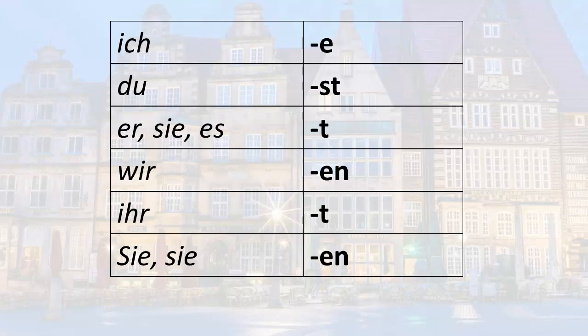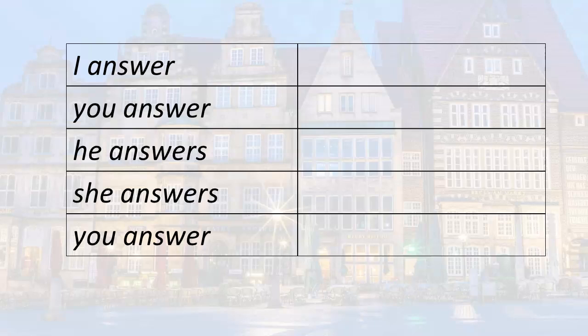Remember, you remove the en or the n to find the root, and then you just add these endings. Antworten is a little bit different, however. There's a rule that if the stem ends in a T or a D, you have to add an E to the ST and the T endings. Notice we're going to employ that rule in this lesson. So let's start with the forms.